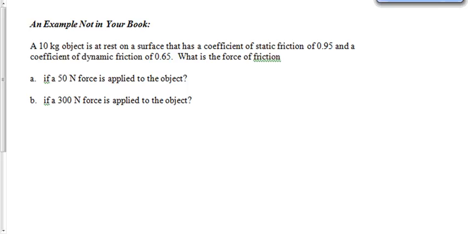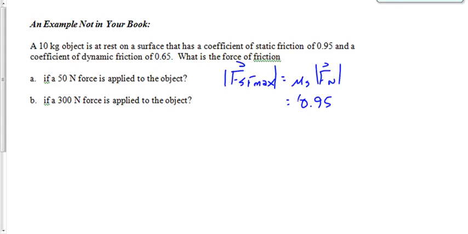You got to find F_S_F max. Get the maximum value. If you exceed that, then it moves, it's kinetic. If you don't exceed it, then it doesn't move and it's static friction. F_S_F max is mu times the normal force, which is 0.95 times 10 times 9.81. And what do we get for that value of F_S_F max, the maximum value of static friction? Cameron, you got that?